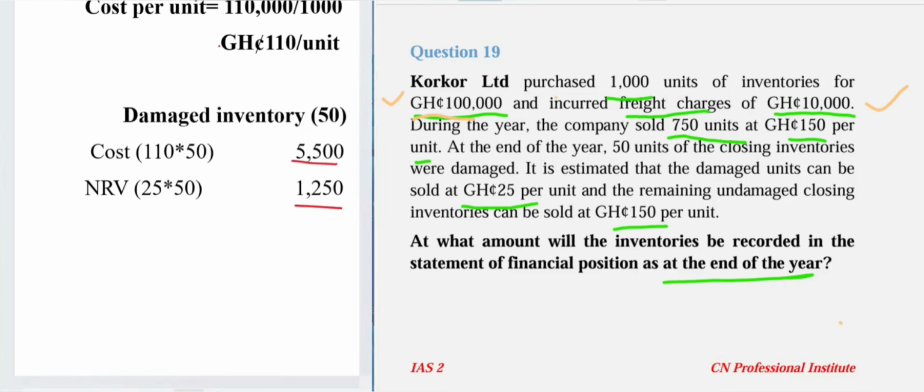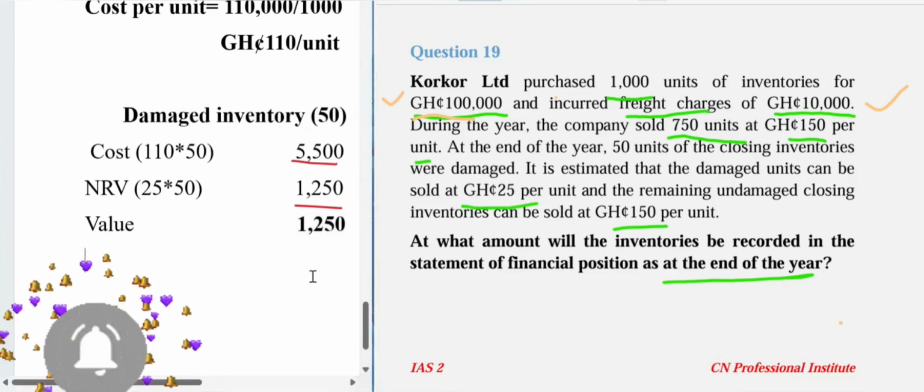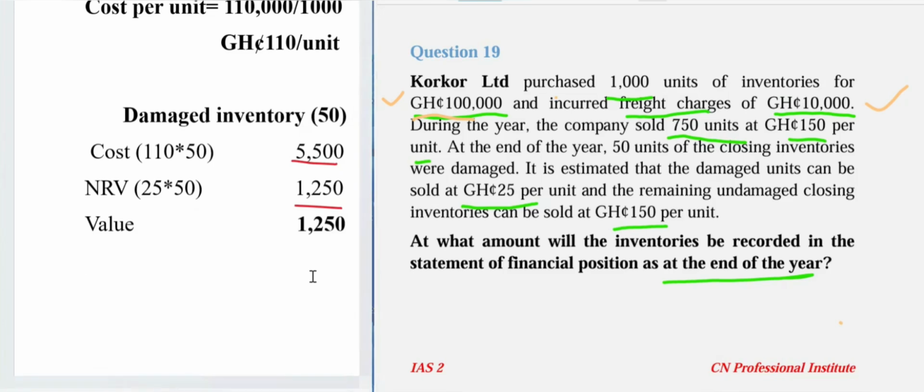So if you compare the two, which one is the lower of the cost and NRV? You realize that the value will be the lower. So our value will be the 1,250. This is what we are going to record in our books as the value for the damage. So we've worked the damaged, we've compared the cost of the damaged with the net realizable value of the damaged. Then let's go and look at the unit that's not damaged.